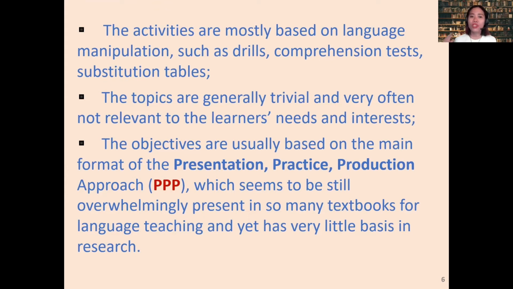So the objectives, according to the book of Tomlinson, are usually based on the main format. And what is this main format, class? It's known as the PPP. There are three Ps, triple P. The first P is the presentation. The second P is the practice. And the third P is the production. So the PPP approach seems to be still overwhelmingly present in so many textbooks for language teaching, and this has very little basis in research.